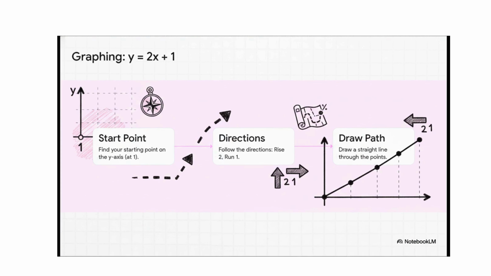Graphing an equation like y equals 2x plus 1 is almost like following a simple map. That plus 1 at the end, that's your starting point. You just go to 1 on that vertical y-axis. Then, the 2x part gives you the directions. From your starting point, rise up 2 and run over 1 to the right.